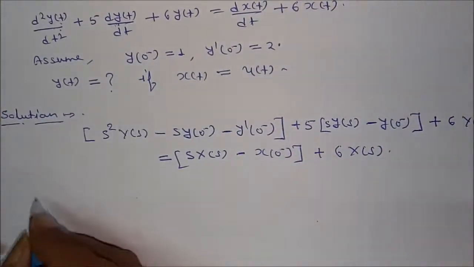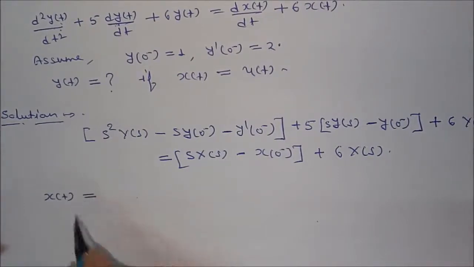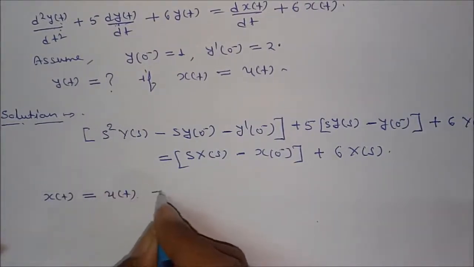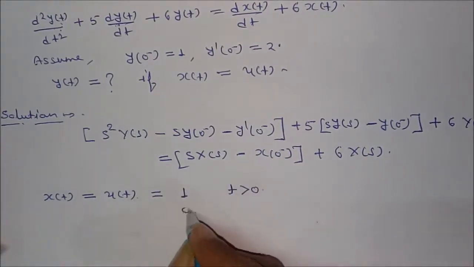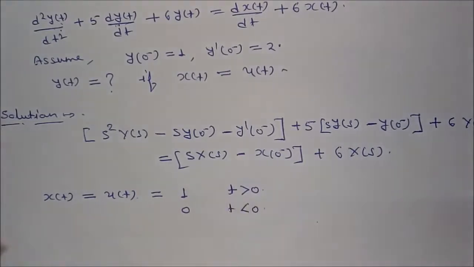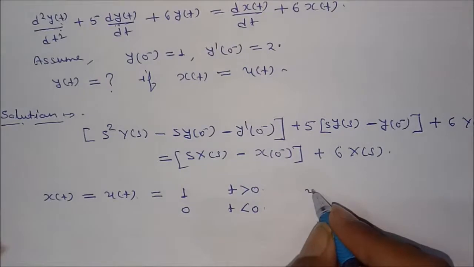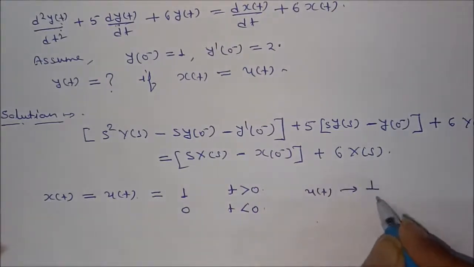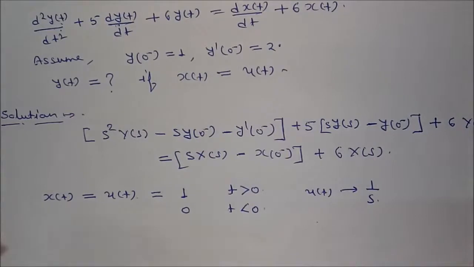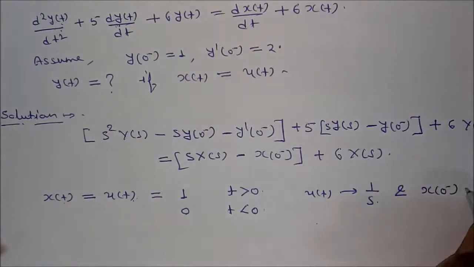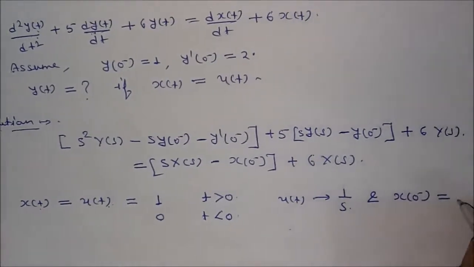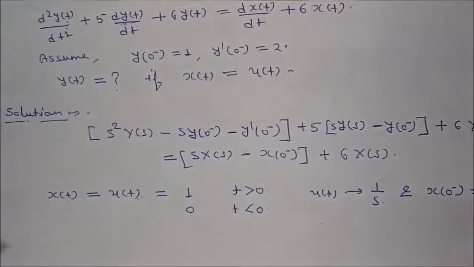Now it is given that x(t) is equal to u(t), and u(t) is defined as 1 for t greater than 0 and 0 for t less than 0, and the Laplace of u(t) is 1 by s. Is it okay? And as t is less than 0, u(t) will be 0. Hence we can say that x(0-), the initial value of the input signal, will be 0. Is it okay?